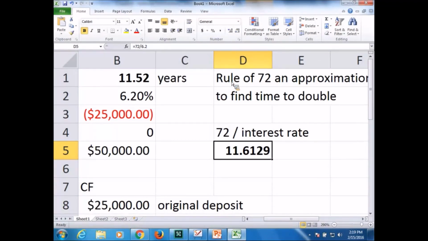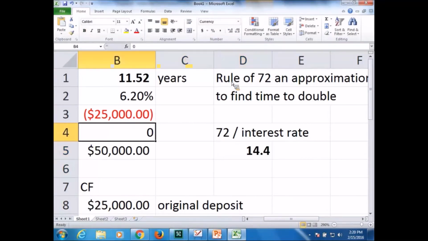Remember using the rule of 72, if we find that the interest rate drops to 5%, what would be the rule of 72 answer? How long? 72 divided by 5. You get about 14.4. If you try it with the actual formula, it's 14.21. So you see it's very close. It's not accurate, but you're close.